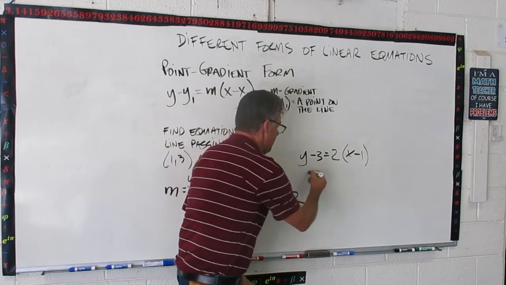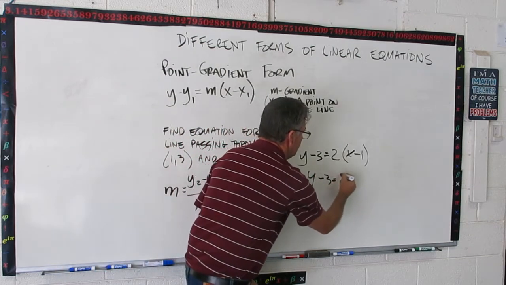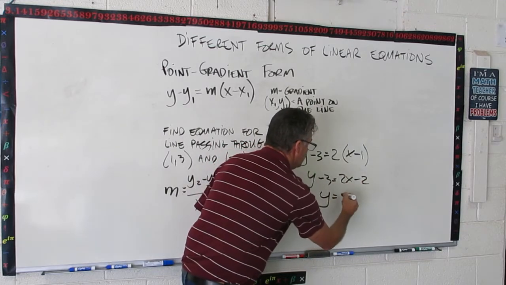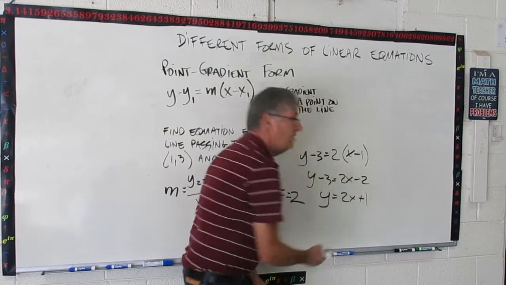So let's finish this out. y minus 3 equals 2x minus 2. Add 3 to both sides. y equals 2x plus 1.